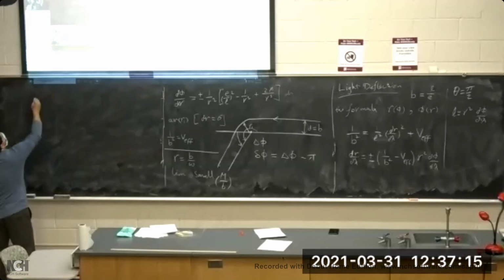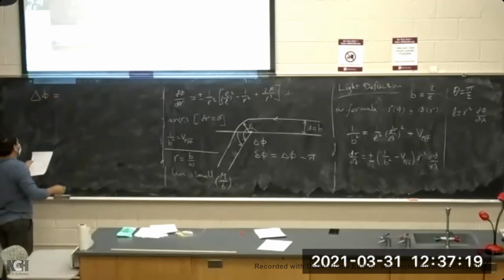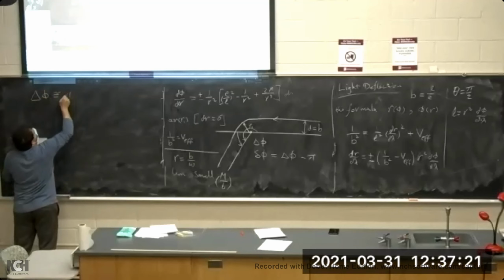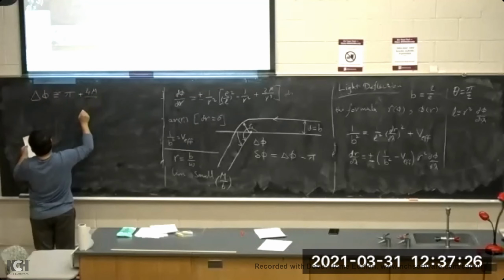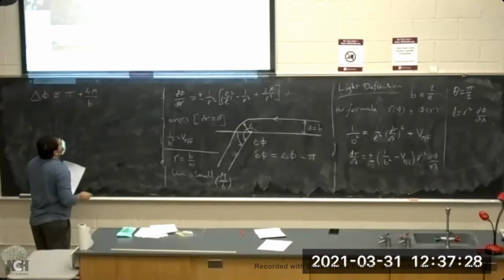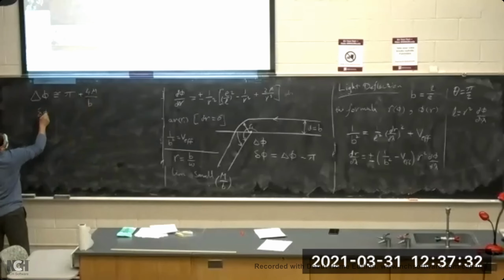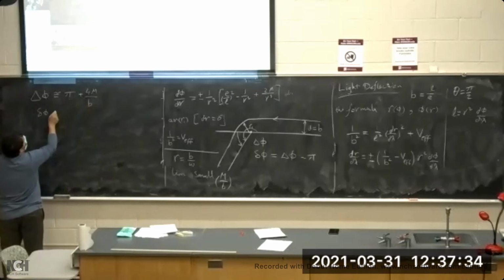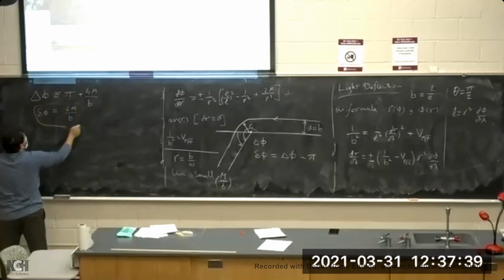This will give us delta phi, and it is given in the book. It is approximately equal to pi plus 4m over b. We need to find delta, which is the angle of deflection, which is delta phi minus pi, which is approximately 4m over b.